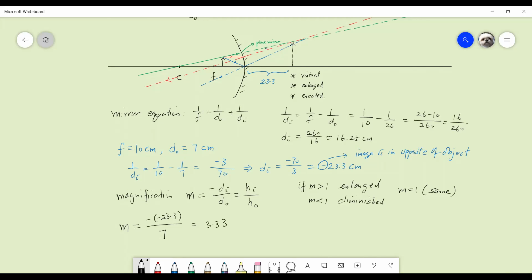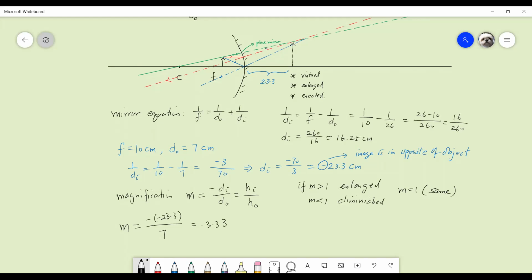So what does that mean? It means that the size of the image is about 3.33 times the object, right? If you look at that, it's about the same. The way I draw it is not to scale. That's why they don't look exactly alike. Now, what does that positive sign mean here?